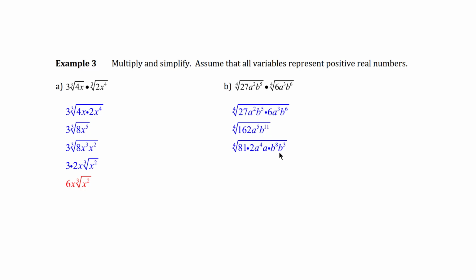Next, we go ahead and take the fourth root of each term. The fourth root of 81 is 3. The fourth root of 2 will stay the same. The fourth root of a to the 4th power is a. The fourth root of a will stay the same. The fourth root of b to the 8th power is b squared. The fourth root of b cubed will stay the same. So our final answer is 3ab squared times the fourth root of 2ab cubed.